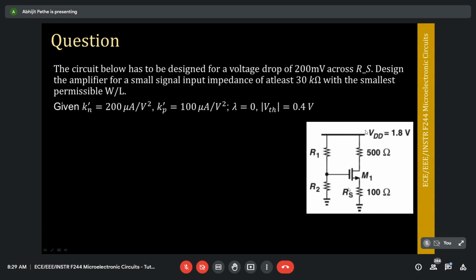A circuit below has to be designed for a voltage drop of 200 millivolts across RS. Design the amplifier for a small signal input impedance of at least 30 kilo ohm with the smallest permissible W by L.